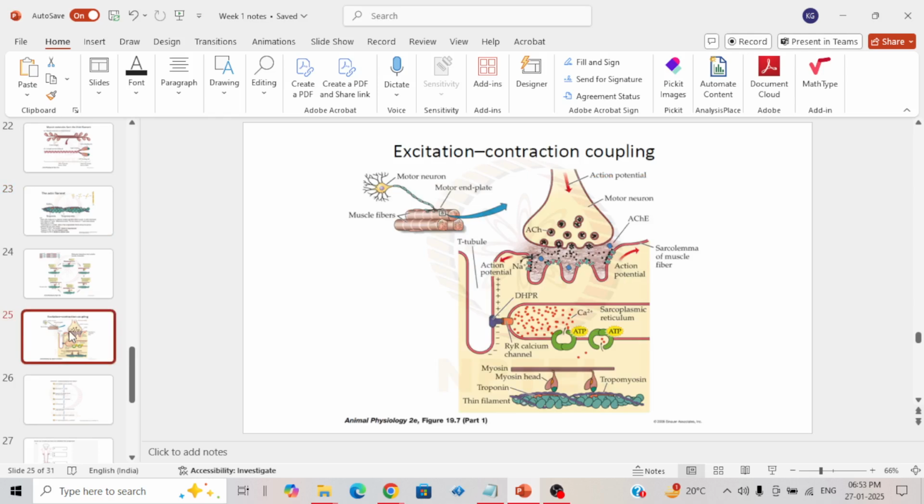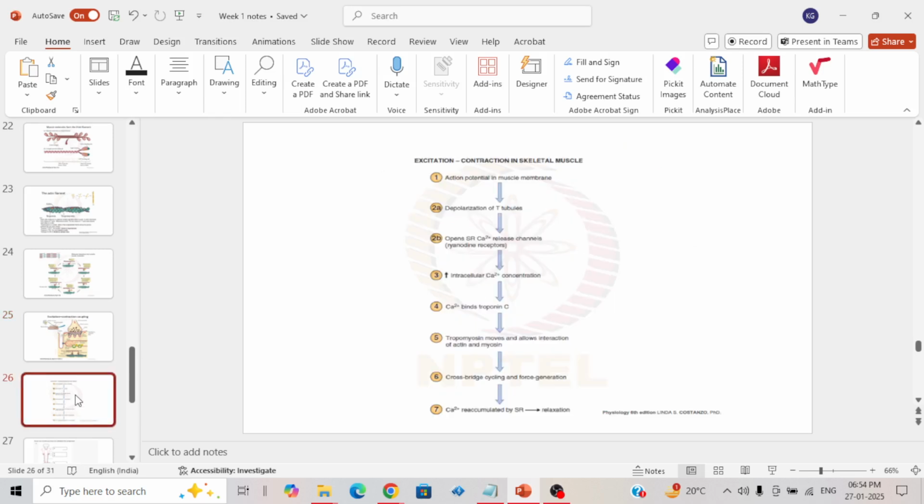But this is very, very fast, occurring inside the cell, and there are also pumps present on the sarcoplasmic reticulum, which work in a concentration manner. It will pump back the excess calcium present outside the sarcoplasmic reticulum back into the lumen, so that the calcium can again get stored, and the muscle can come back to its original position. So this all happens very fast, in seconds or milliseconds. Okay, so this is the whole cycle of how it happens.